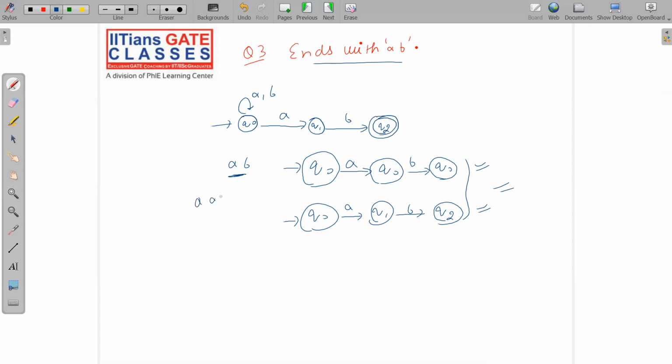Then what about my AAB? Again accepted. Why? Because A is on the self loop, and ending with AB, it will move to Q2. That is our final state. BAB again accepted, B is on the self loop, and the last AB will lead us to the final state. And so on. I hope I have made the point clear. So this is your NFA.